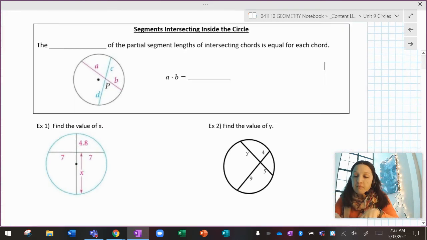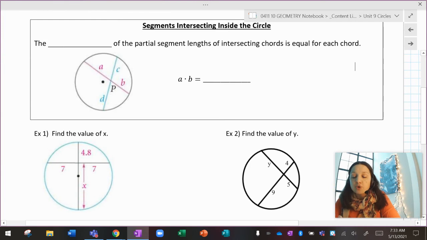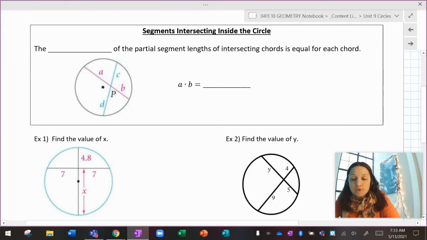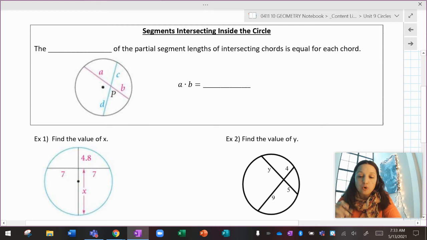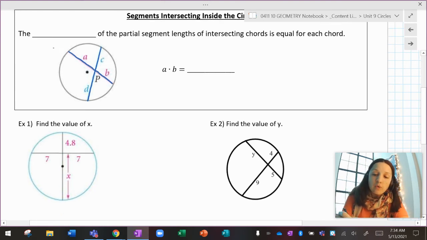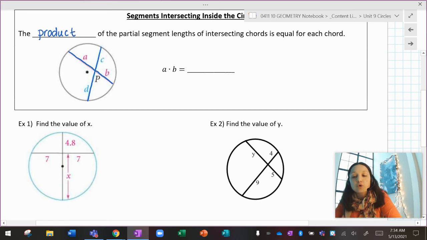So the first rule that I need you to learn is about segments intersecting inside the circle. When I have segments that are completely inside a circle like this, you want to remember that those things are called chords. And if I have these two intersecting chords right here, they split each other up into two parts apiece. And the rule is that the product of the partial segment lengths of intersecting chords are equal. In other words, A times B equals C times D.